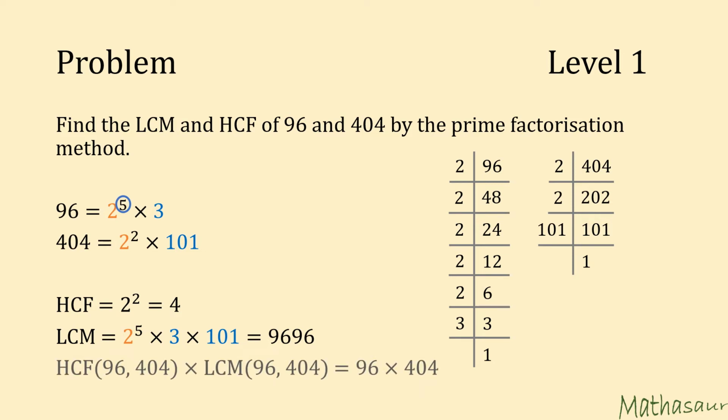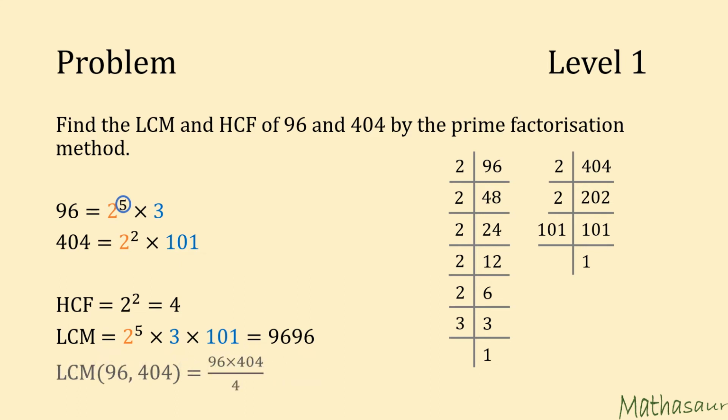Let us check if our answer is correct. So we could simply do HCF times LCM and check if it is equal to 96 times 404. There is another way to find the LCM of these two numbers. So we could use the property that the product of HCF and LCM is equal to the product of the two numbers. Let us substitute the HCF as 4 here and cross multiply, and we see that the LCM is equal to 9696, which is the same as the LCM we found out by prime factorization. Both the methods are correct.